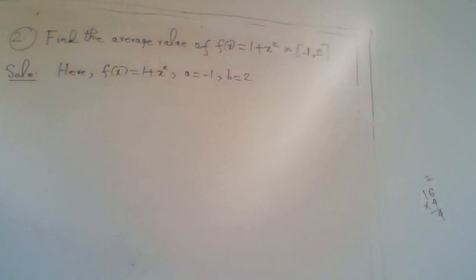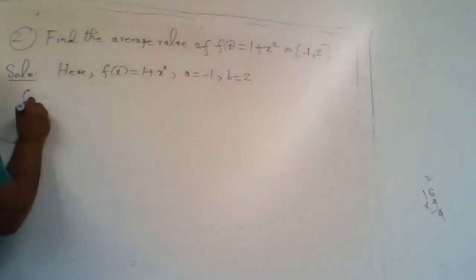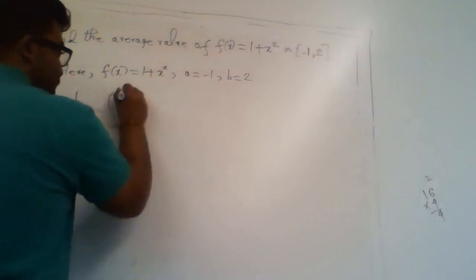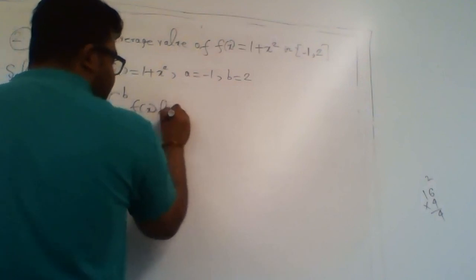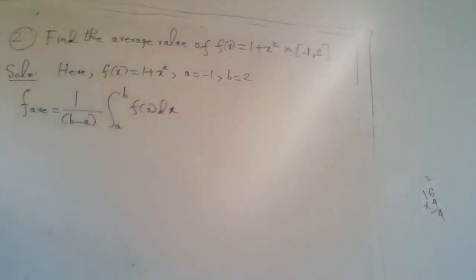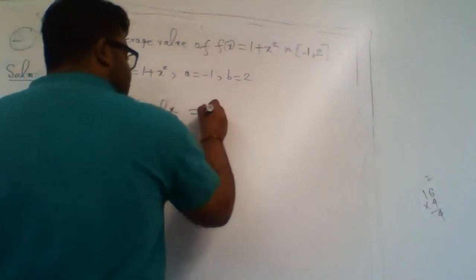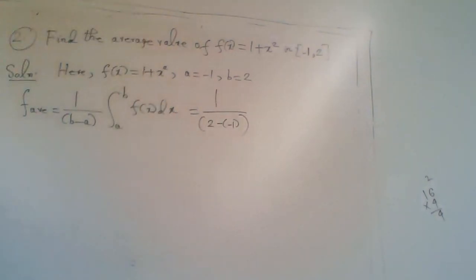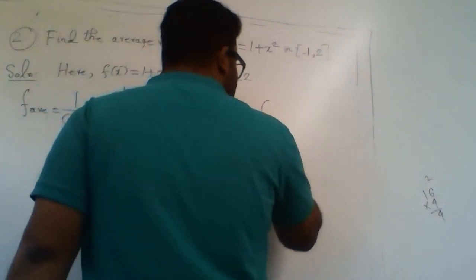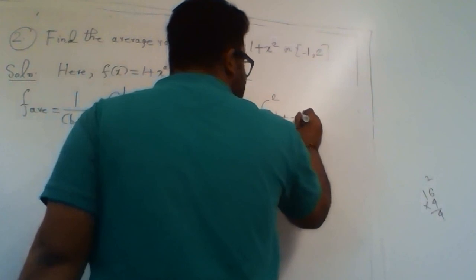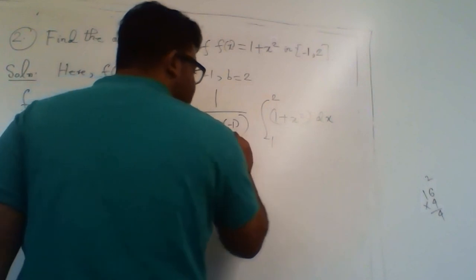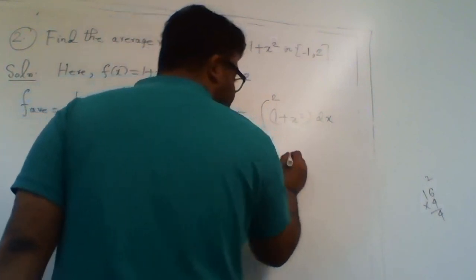So the formula for average value holds. The average value of f on [a, b] is given by 1 by (b minus a) times the integral from a to b of f(x) dx. So put the value of b here, it is 2. Put the value of a here, it is minus 1. Put the values of a and b here also, it should be minus 1 to 2, f(x) is 1 plus x squared dx. So it is 2 plus 1 is 3, 1 by 3, integral from minus 1 to 2 of 1 plus x squared dx.